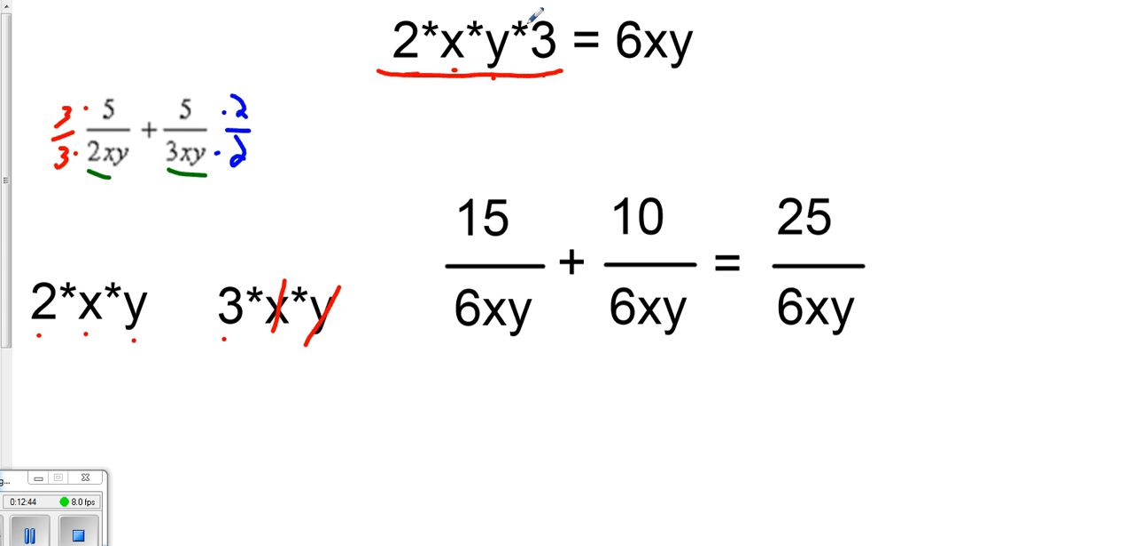Now, we always need to check, can we cancel anything out? If we were to try to factor this, the only thing we could take out would be 5. And 5 won't cancel with 6 at all. So we know we can't cancel anything out of top and bottom, so this would be our final answer. 25 over 6xy.